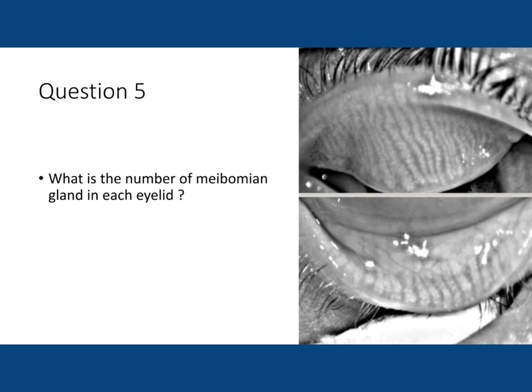What is the number of meibomian glands present in each eyelid? In the upper eyelid there are 30 to 40 meibomian glands. In the lower eyelid there are 20 to 30 meibomian glands. In my last video on meibomian gland dysfunction, I also showed you some atrophic changes in the meibomian glands due to meibomian gland dysfunction. Normally in the upper eyelid there are 30 to 40 and in the lower eyelid 20 to 30 meibomian glands.